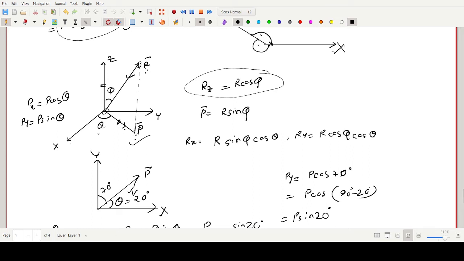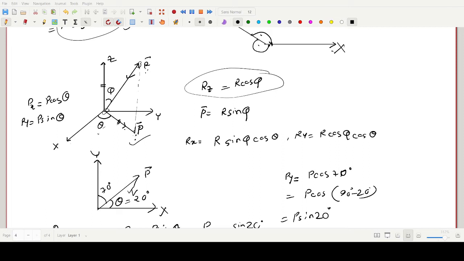Why are Z and P perpendicular to each other? Sir, it's because it's on the XY plane. Yes, good. It's on the XY plane. Any vector on the XY plane is perpendicular to the Z axis.